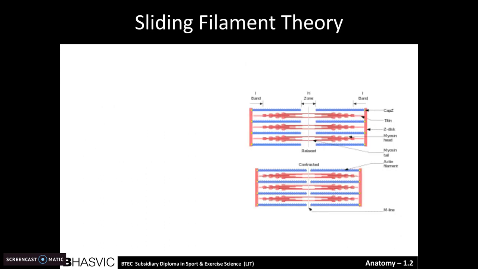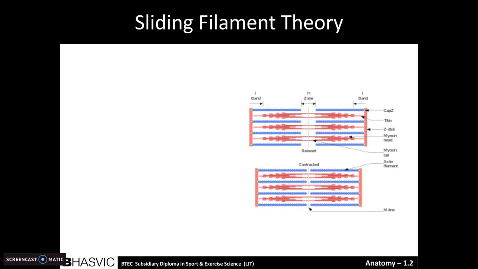The sliding filament theory. Calcium ions. Calcium remains in the sarcoplasmic reticulum until it is released by a stimulus. Calcium then connects to the troponin. This then makes the troponin change shape and remove the tropomyosin from the binding sites.